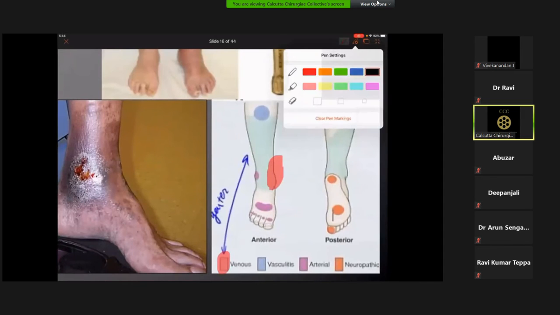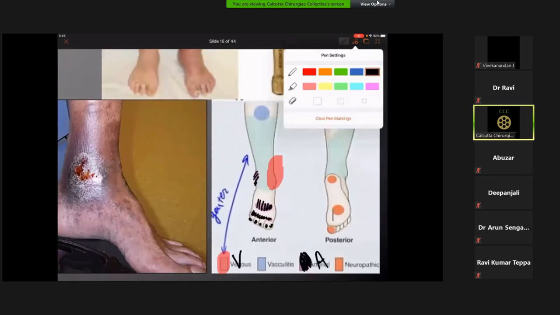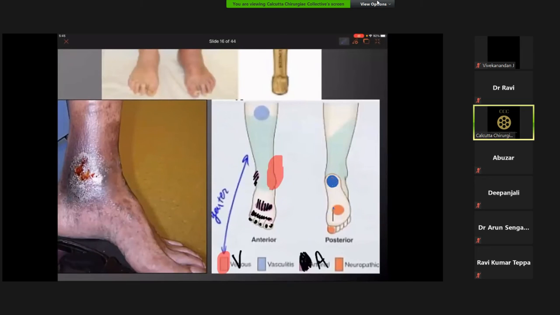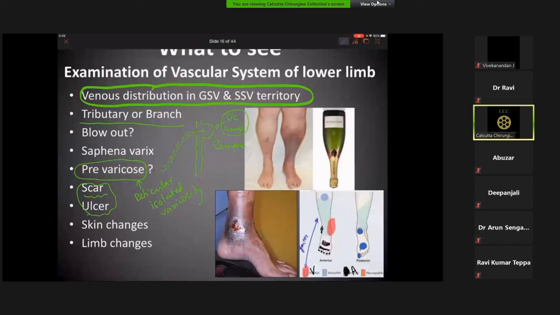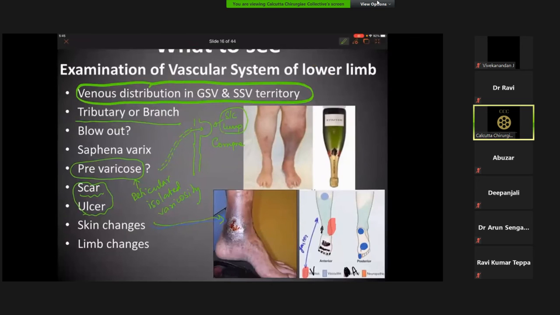Arterial ulcers, always remember, are at the tip of the digit, or on the dorsum, or on the lateral side. So an arterial ulcer is a black arrow. So this is arterial, this is venous. A neuropathic ulcer is always on the pressure points like the heel, the head of the first metatarsal, and this point. So this completes your description about this part. Now, skin changes like lipodermatosclerosis you have already completed. So we have completed the first part.